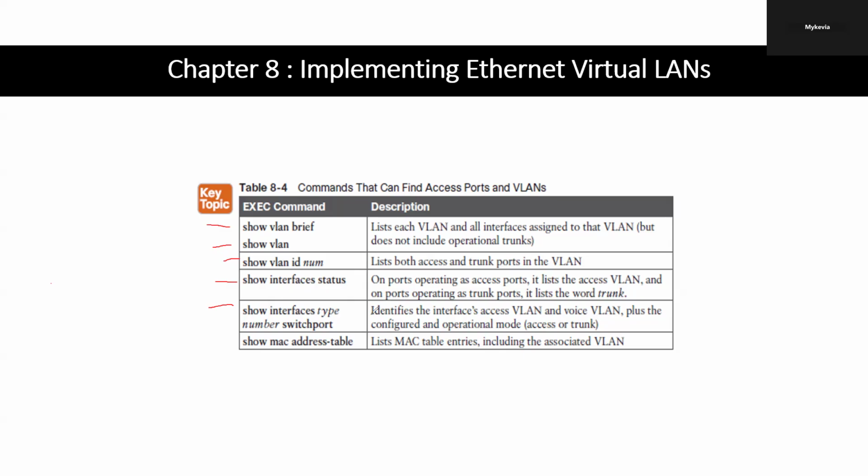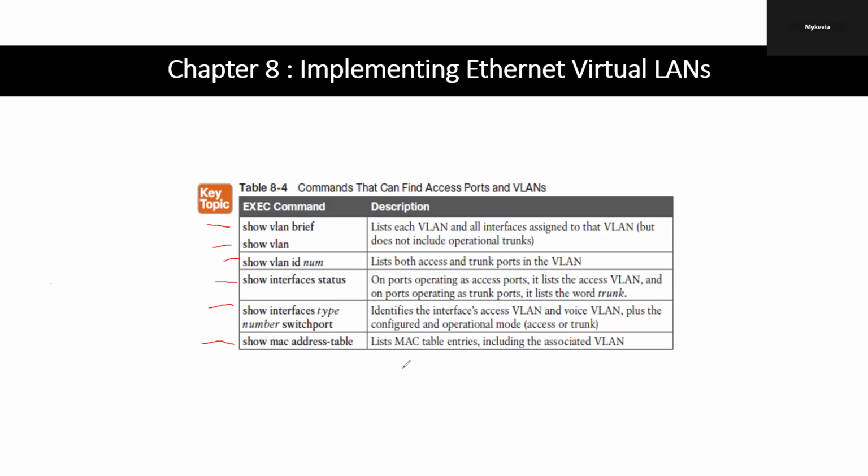This is what we'll see. It identifies the interfaces, access VLAN and voice VLAN, plus the configured and operational mode, access or trunk. Very useful command. You can get a quick glimpse of, hey, is it a trunk or access port? Instead of doing a show VLAN brief, or show interface trunk, or show interface status, it'll tell you real quick if it's an access port or a trunk.